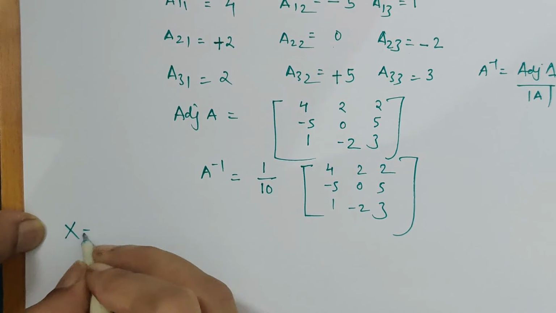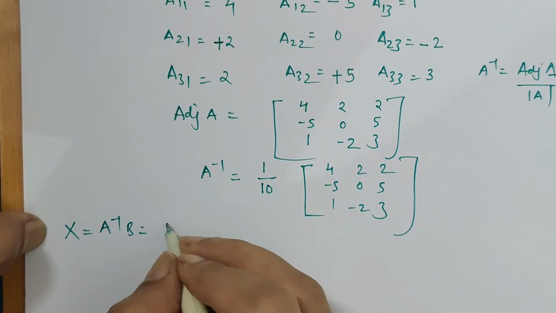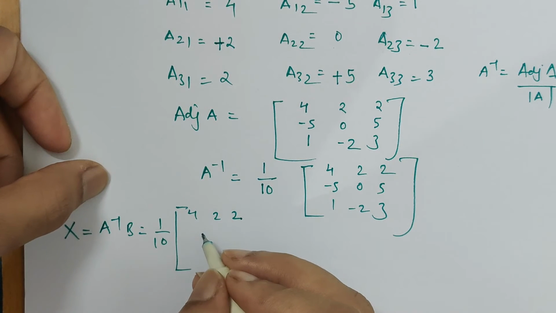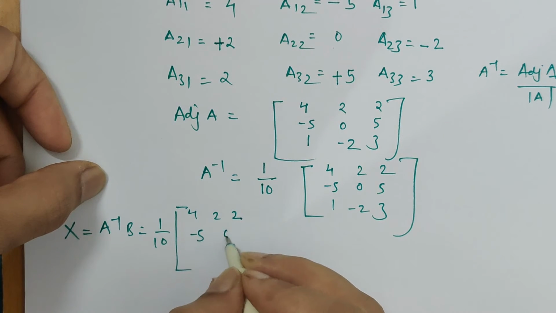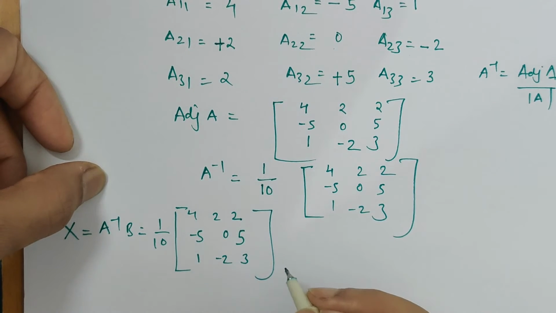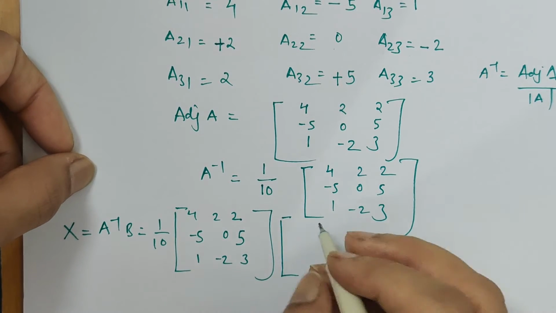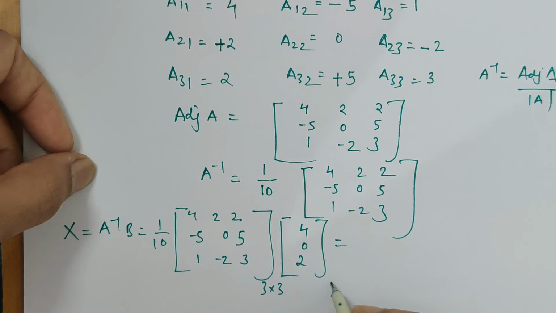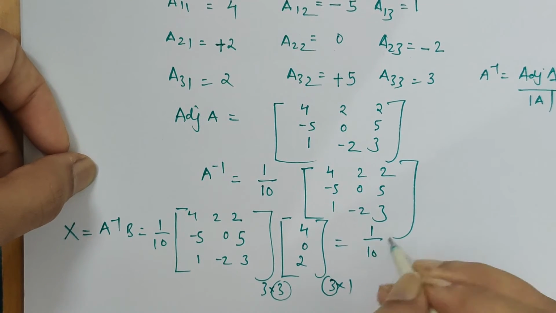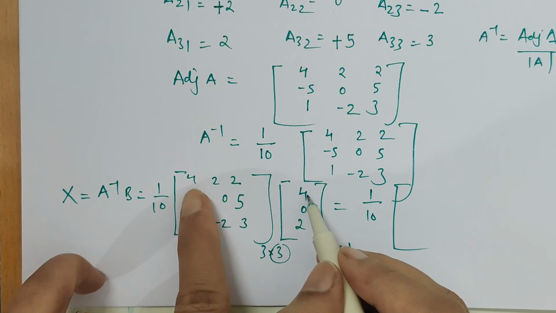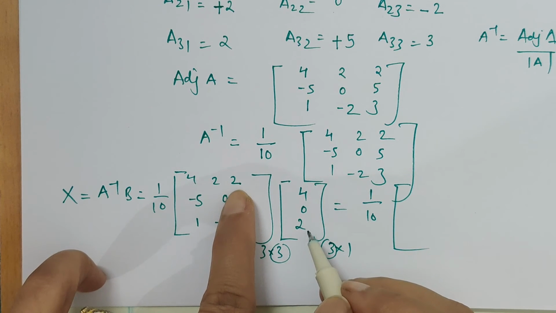So let's come to the climax. X equals A inverse B. That means 1 by 10 of 4, 2, 2, then minus 5, 0, 5 and 1, minus 2, 3, and here B, the values on the right hand side in the question, 4, 0, 2. This is of 3 by 3 order and this is of 3 by 1 order, and as the inner orders are the same, the matrix multiplication is possible. So how do we multiply the matrices? 4 into 4 plus 2 into 0 plus 2 into 2. In this fashion we will be calculating it.